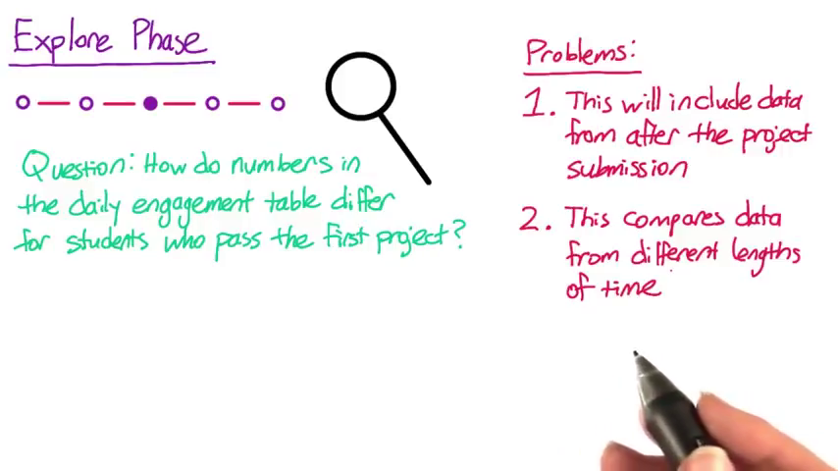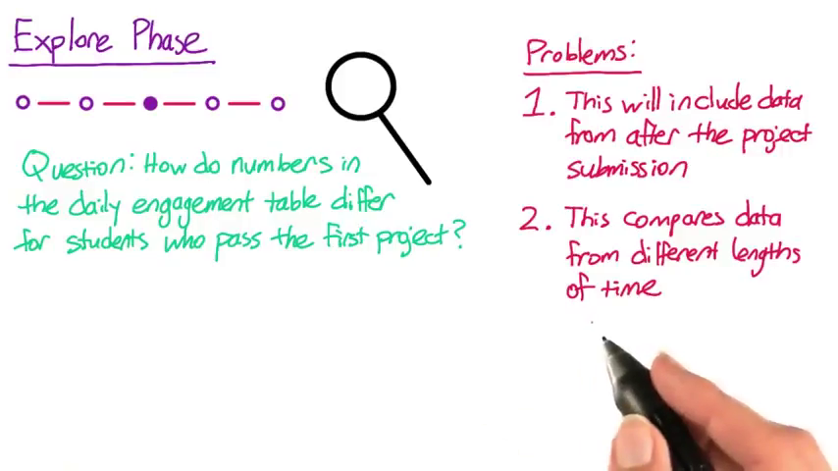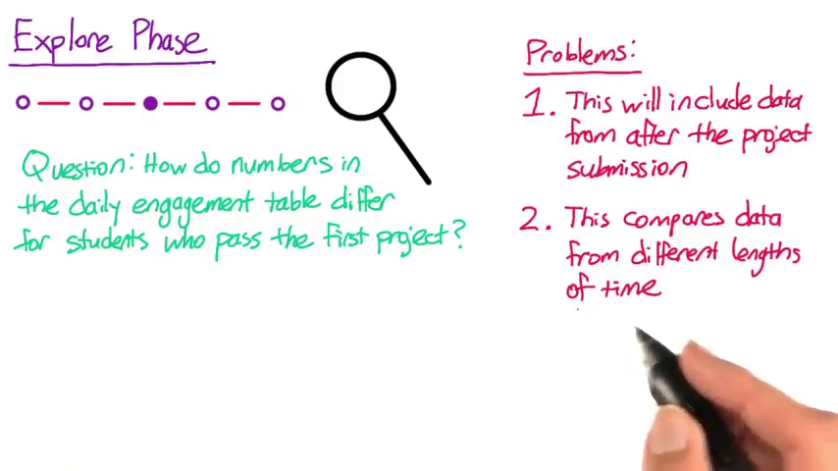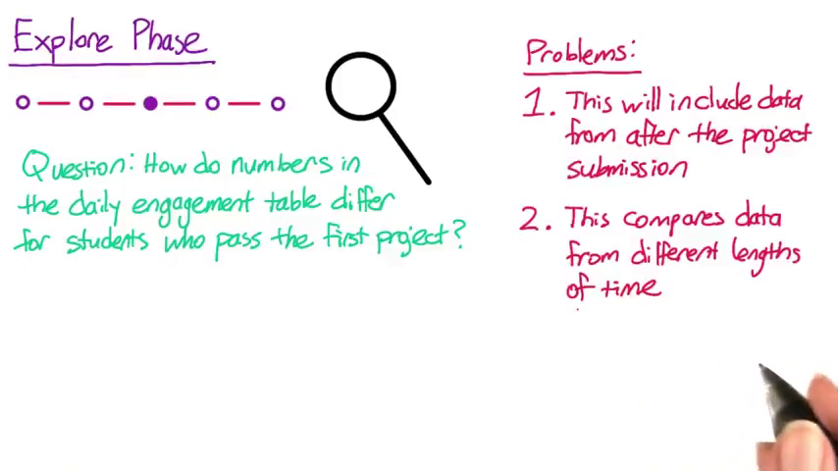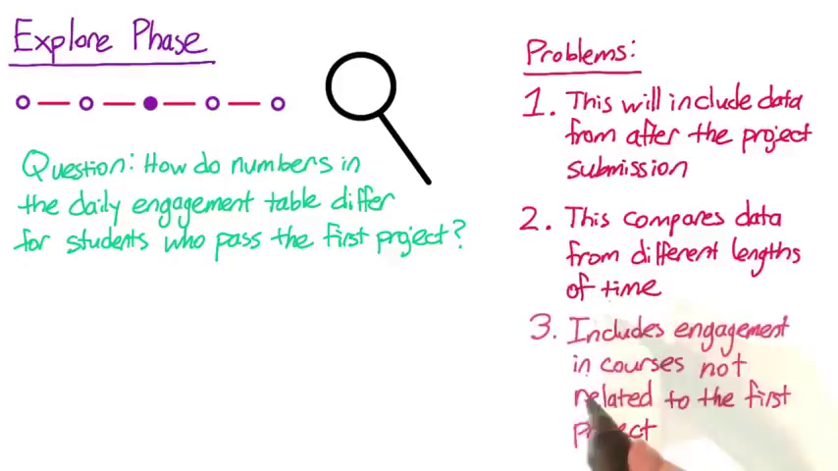But students' engagement might have trends over time. For example, engagement might tend to drop off after the first few days. If that were the case, then comparing average engagement over 1 month for one student versus 2 months for another might be misleading. And third, since the daily engagement table we've been using includes engagement numbers for the entire nanodegree program, it's including engagement for courses that are not related to the first project, which is a little weird.